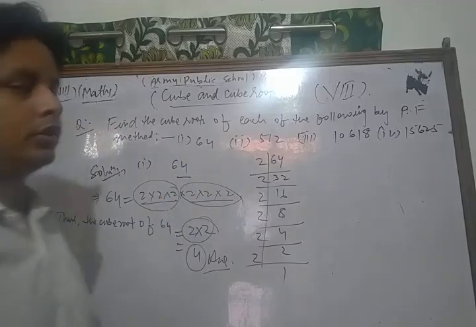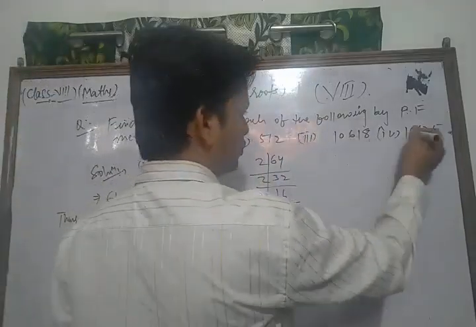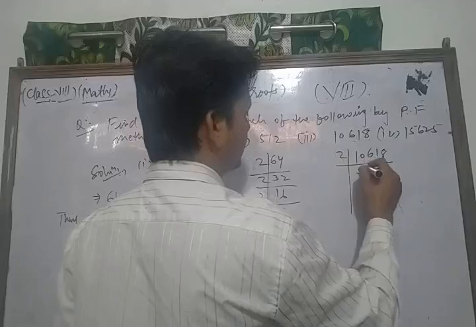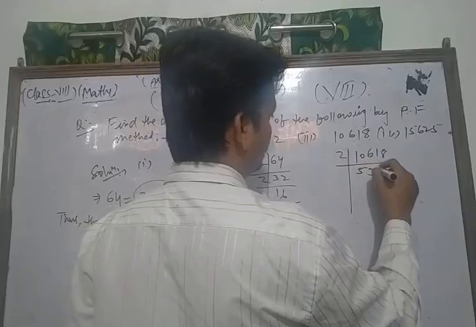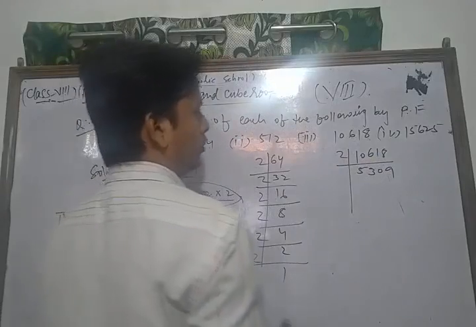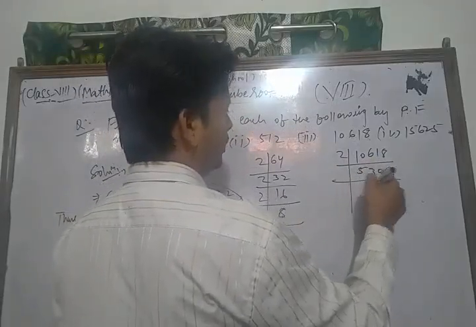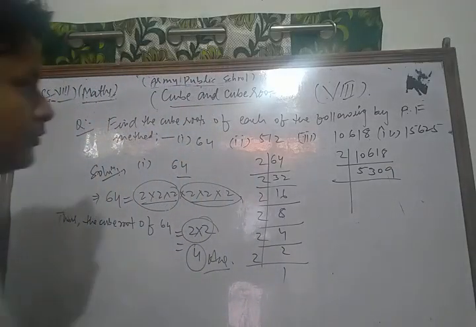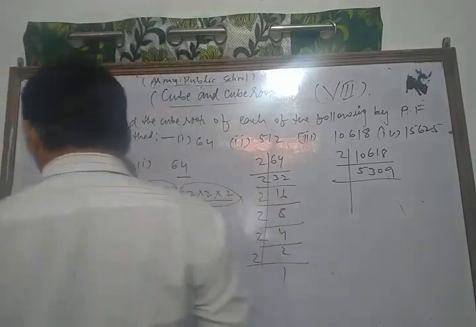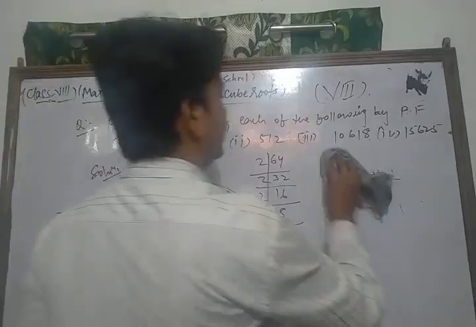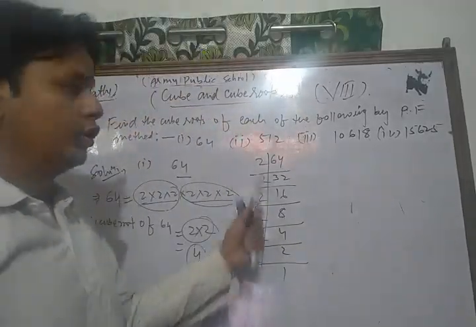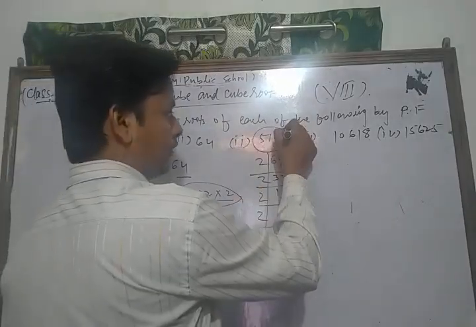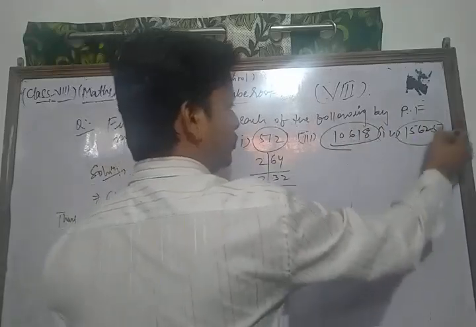Similarly, you can solve each and every question. Suppose that we take 10618. Similarly you do their prime factorization and you get your result. Now similarly you can factorize each of the following. Similarly you can factorize 512, you can factorize this, and you can factorize this.